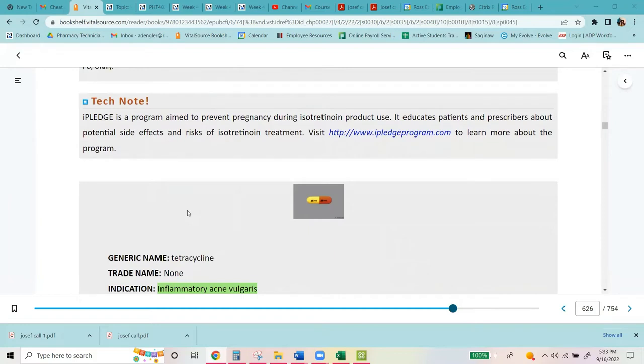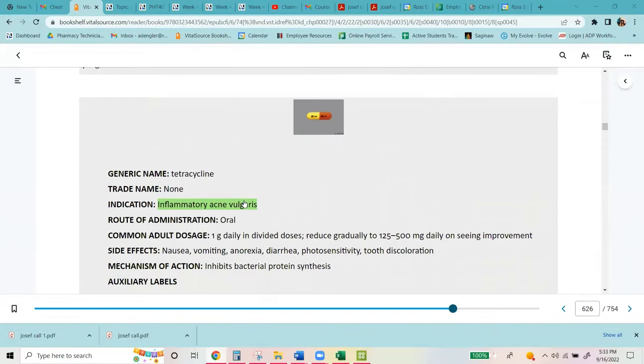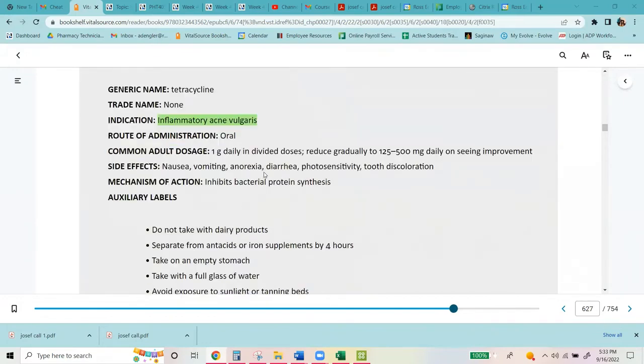iPledge is a program aimed to prevent pregnancy during isotretinoin product use. It educates patients and prescribers about potential side effects and risk of isotretinoin treatment. If you work in retail, you will know a lot about iPledge, and we will talk about that more later.